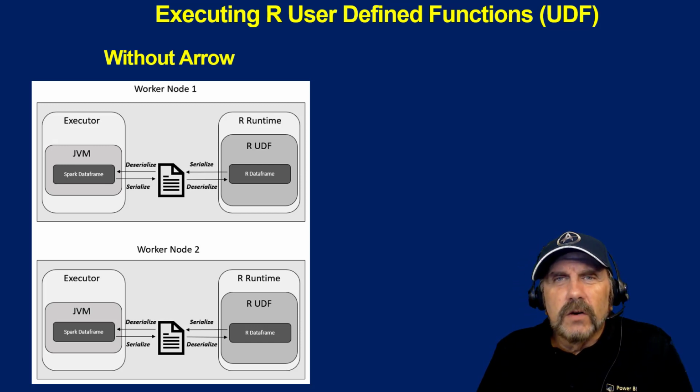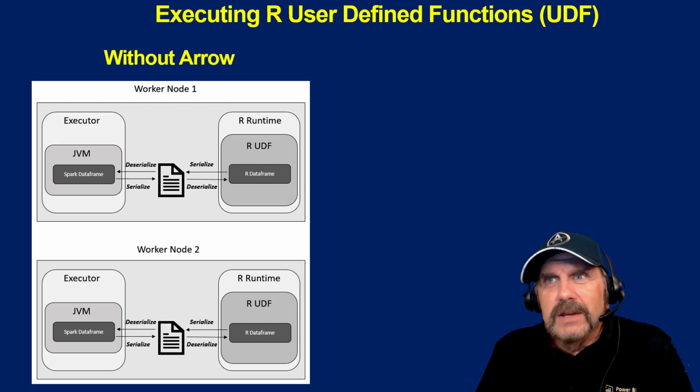Then it's going to send it over to the Java virtual machine, the JVM, where it can be deserialized, packed back into a Spark data frame to be worked on. And it's going to be doing this back and forth, because the R runtime stores things in a different format than the Java virtual machine. When the JVM is done with what it's doing, it's going to serialize the data back again, which will be deserialized back into the R environment. So you can see this is a lot of overhead.